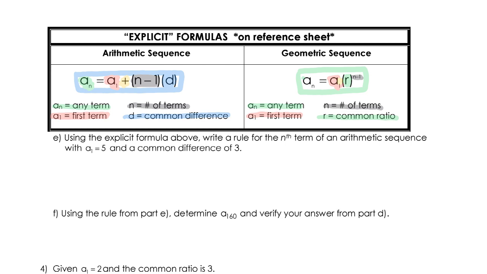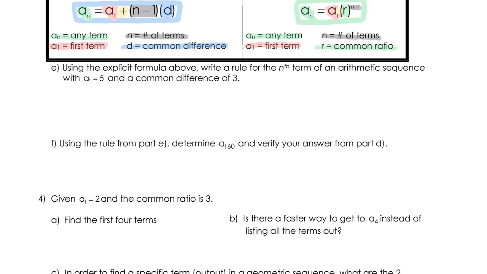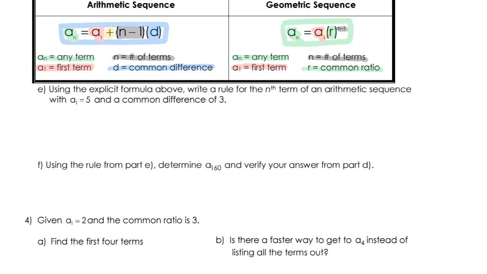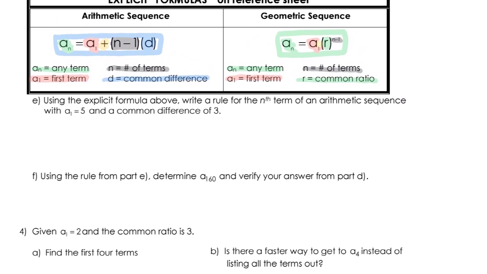All right, so hopefully that helps explain the formulas, and we'll go down and see if we can plug in the information that we get in our problems. So E, which just seems like a continuation from the problem on the front. It says, using the explicit formula above, write a rule for the nth term of an arithmetic sequence, where a sub 1 equals 5 and has a common difference of 3.